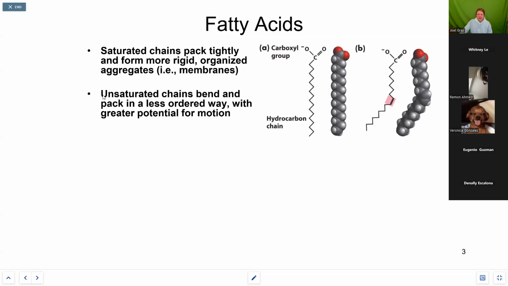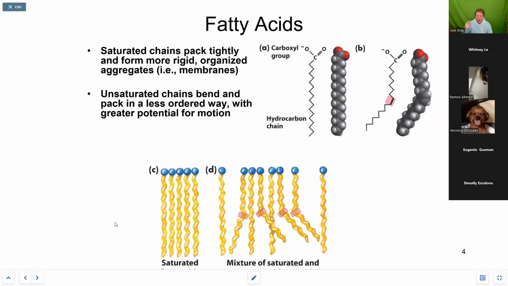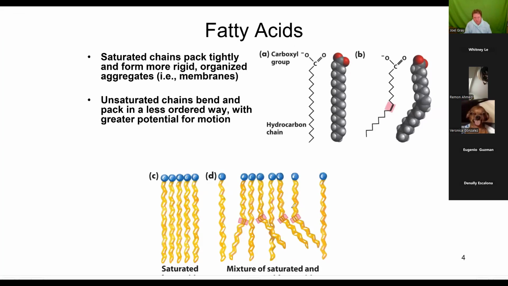So unsaturated fatty acid chains have bends and they pack without as much efficiency as saturated fatty acids. Okay. Now, this next figure down here is one that I always like to think about whenever I'm eating something that has lots of saturated fatty acids. I don't eat steak very much. So here are our saturated fatty acids on the left, and then our unsaturated and saturated mixture on the right. And here, those red boxes indicate where the double bonds are.